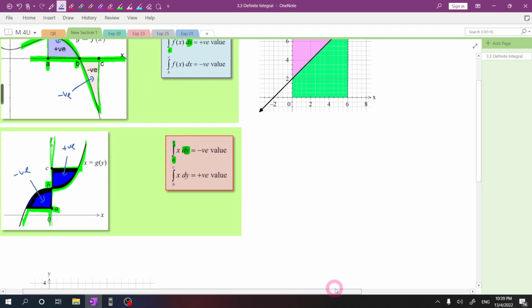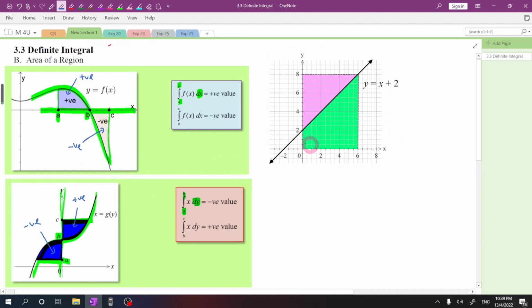Now, let's look at this very simple example so that you know better when we use y dx, when we use x dy. Here we have two regions, region A and region B. Actually, you don't have to use a definite integral to find the area for region A and region B because this is just a trapezium, right? We can just use the trapezium formula. And on the top here, this is a triangle. We can just use the triangle formula. But here I'm going to show you both methods, then compare whether these two methods give us the same answer.